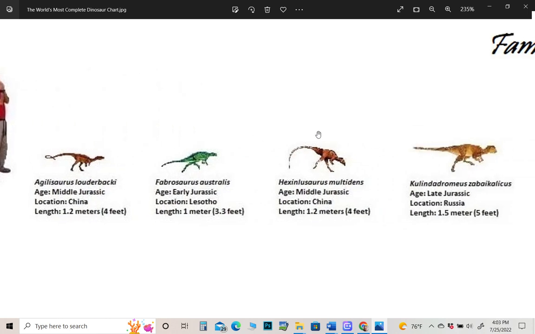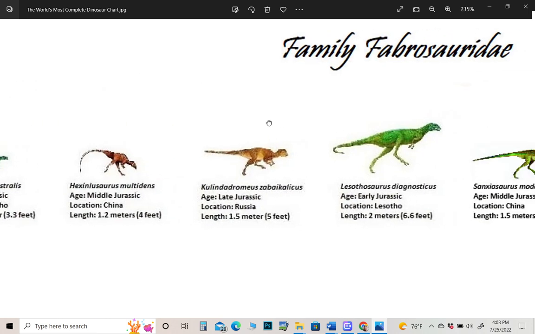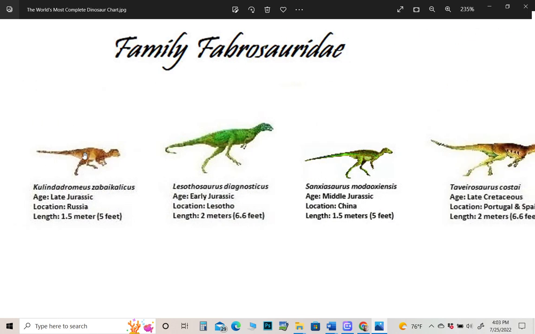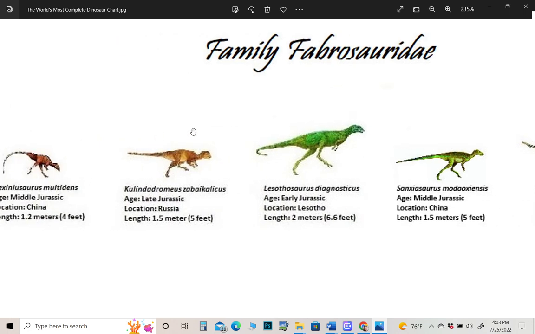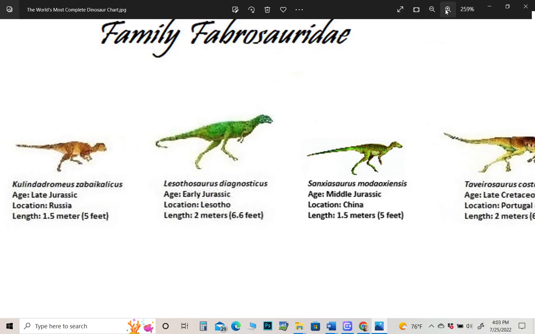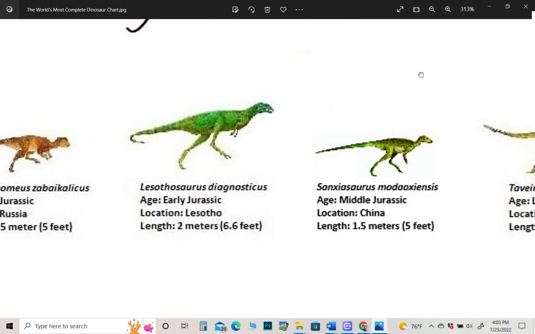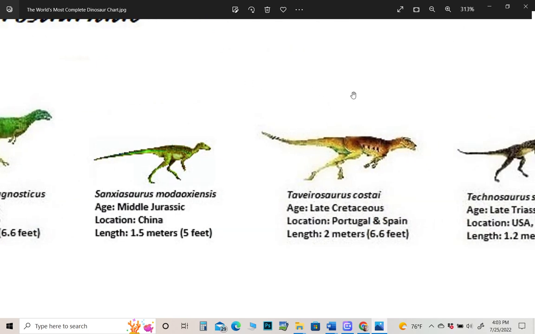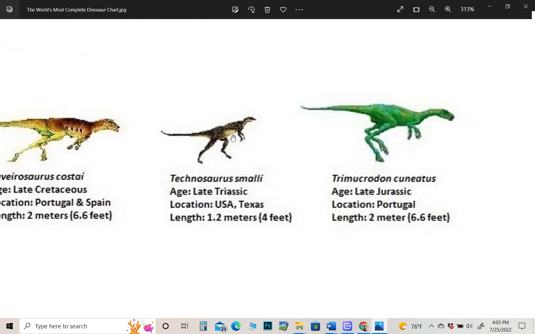Agilosaurus, Fabrasaurus, Hexenlusaurus, Colindodromius, which some of the fossil impressions suggest may have had feathers. It's hard to say, but it's arguably the case, which is kind of weird, but who knows. Lesothosaurus, Sanxiosaurus, Tavirosaurus, Technoceratops, which probably wasn't a dinosaur, but we can't know for certain, so we're including it here. It might have actually been a Silvasaur.